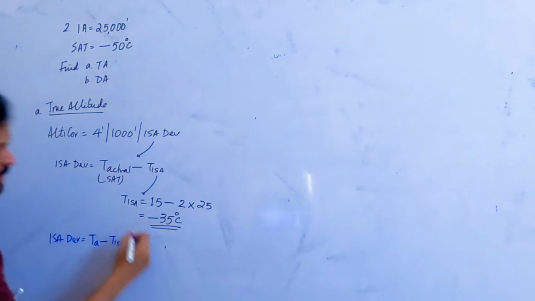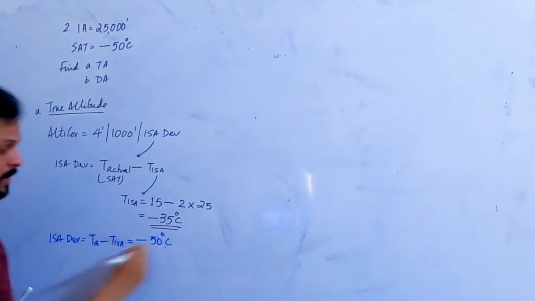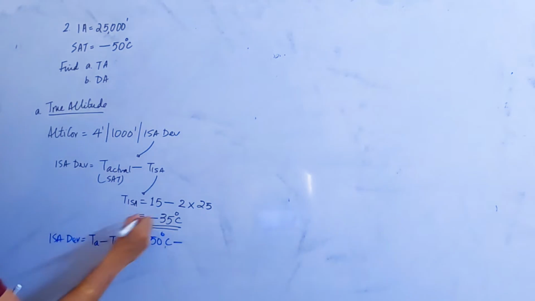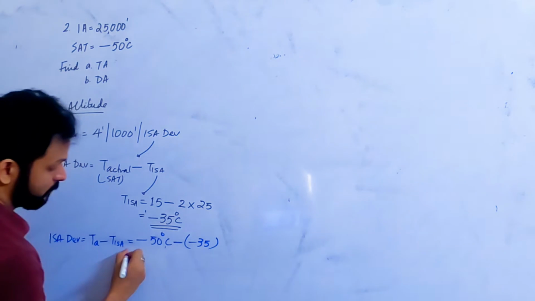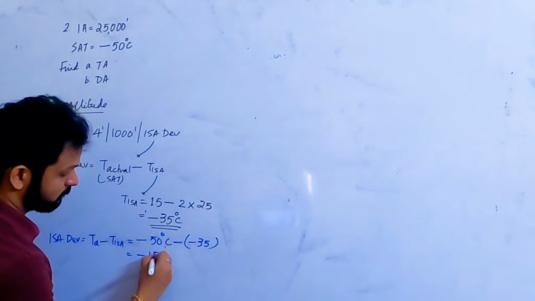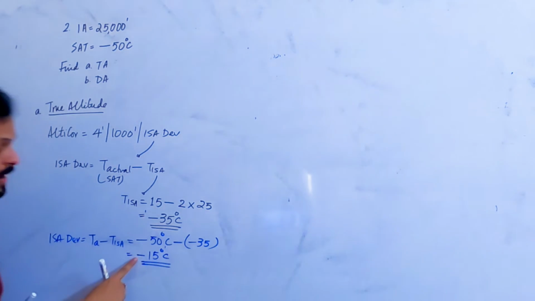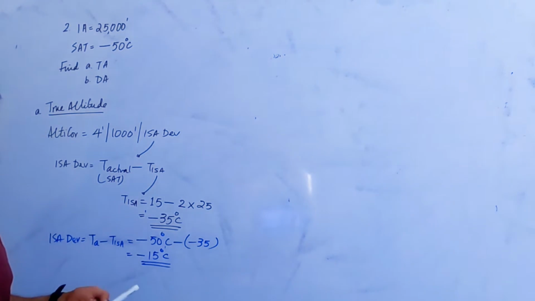T actual is minus 50. So be very careful here. We have a minus, and this T ISA also has a minus, so minus of minus 35. So how much is it? Minus 50 plus 35, minus 15. You see here, minus indicates colder and 15 indicates that it is 15. The actual atmosphere is 15 degrees Celsius colder than ISA, and hence you will have an error.